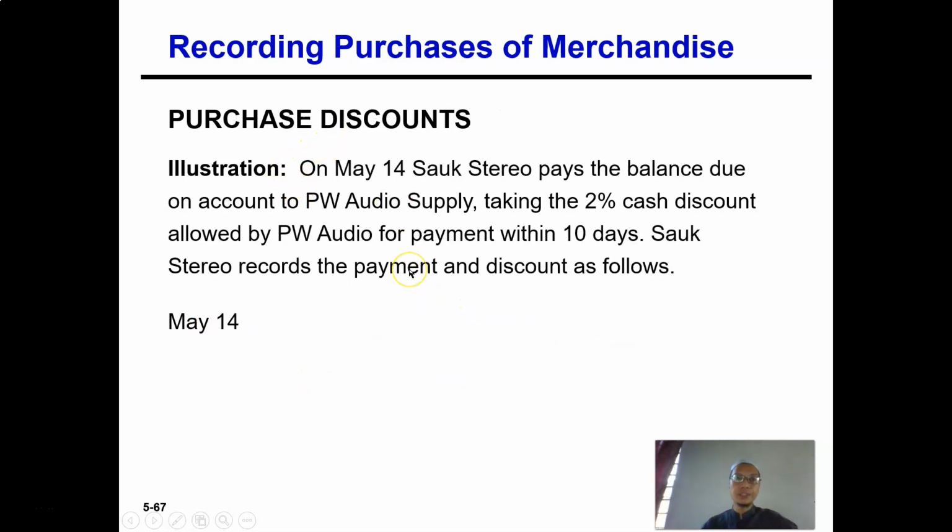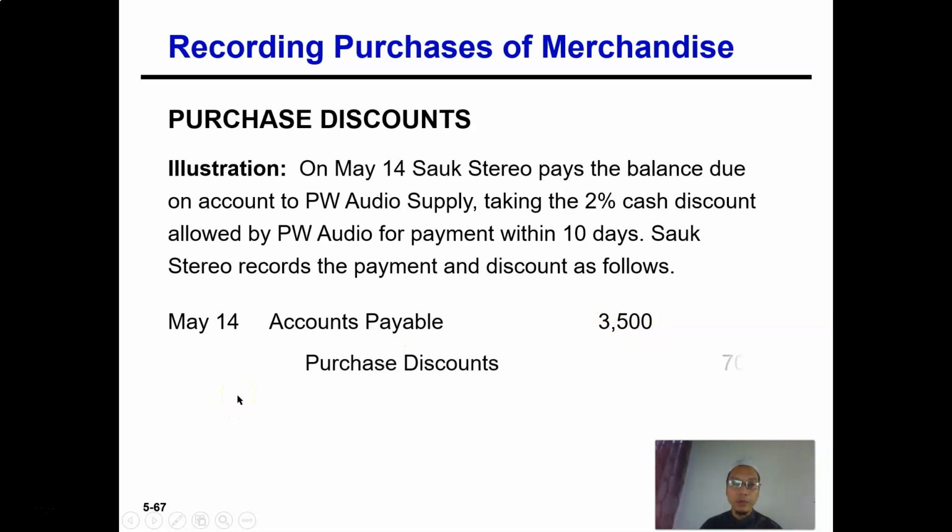When there's a purchase discount, on May 14, Soup Stereo pays the balance due on account. Okay, we pay the balance, but we receive a discount. Okay, 2% cash discount. So how should we record this? We will record accounts payable 3,500 because we are satisfying the net balance of our owing, which is 3,500. But then we are not paying the total cash of 3,500. The cash we pay is only 3,430.